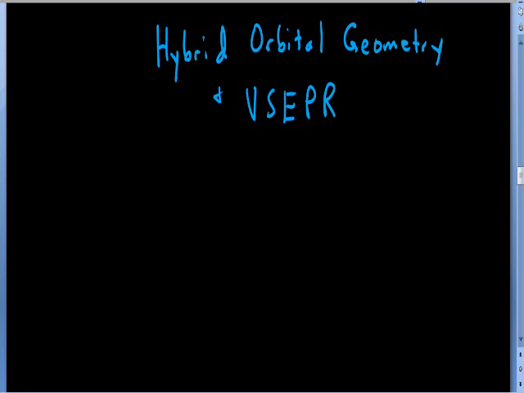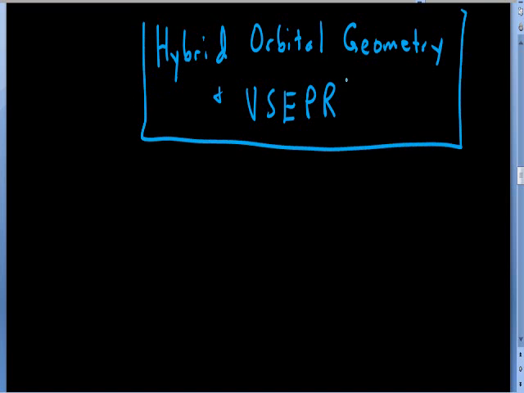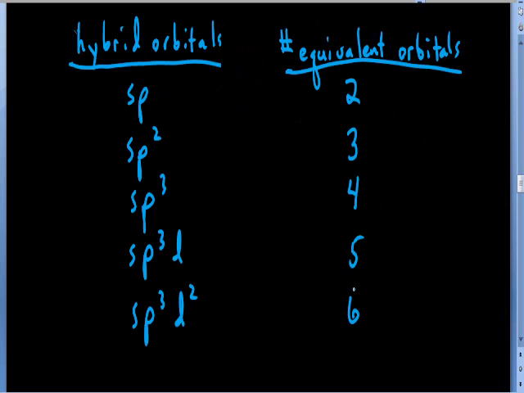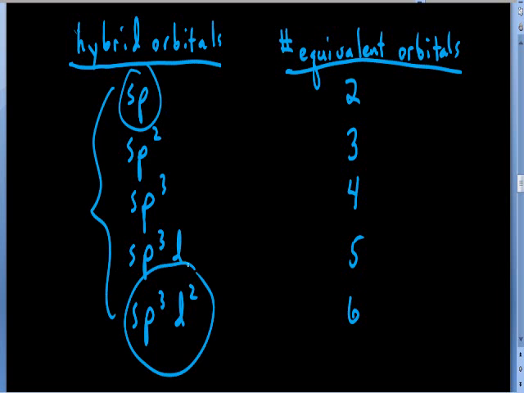This video clip will take a look at hybrid orbital geometry and VSEPR, which is known as the valence shell electron pair repulsion theory. First, let's step back for a moment and revisit our hybrid orbitals. We have our 5 hybrid orbitals ranging from sp to sp3d2.